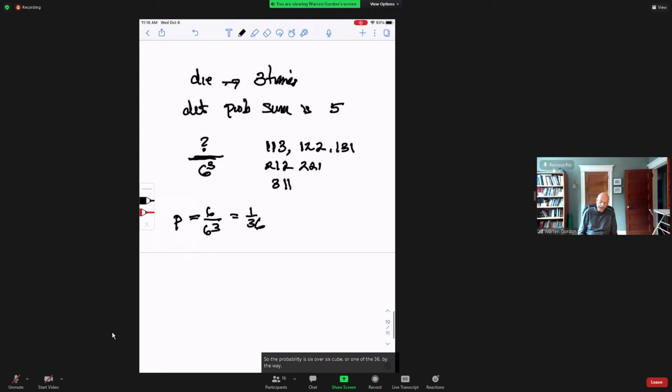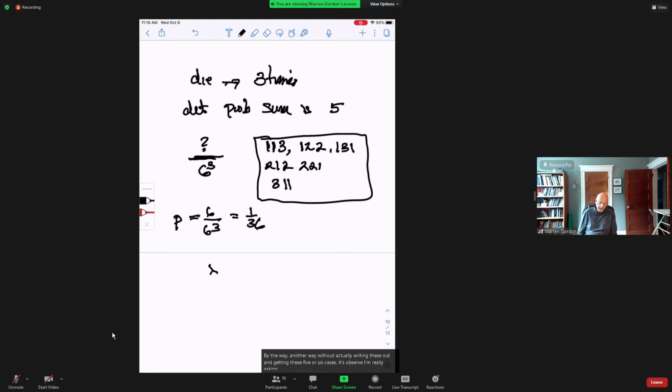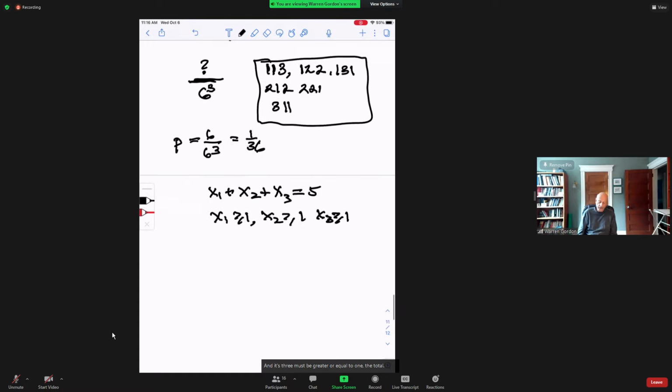By the way, another way, without actually writing out these 6 cases, is to observe that I'm really asking: if x1, x2 and x3 are what I got in each toss, I want the sum to be 5, where x1 is greater than or equal to 1, x2 must be greater than or equal to 1, and x3 must be greater than or equal to 1. The total number of solutions of this is what we want to find, which would be the numerator.